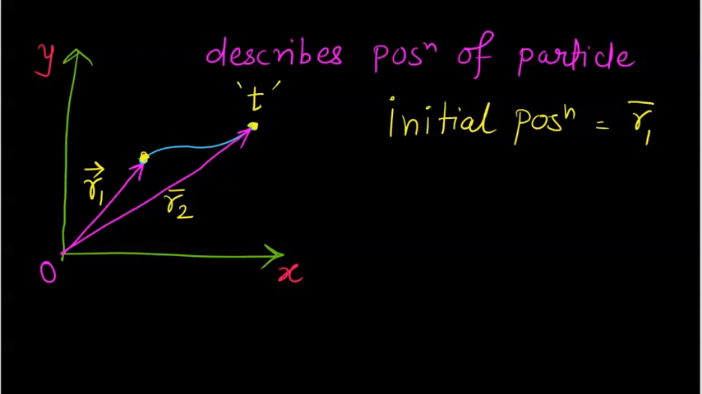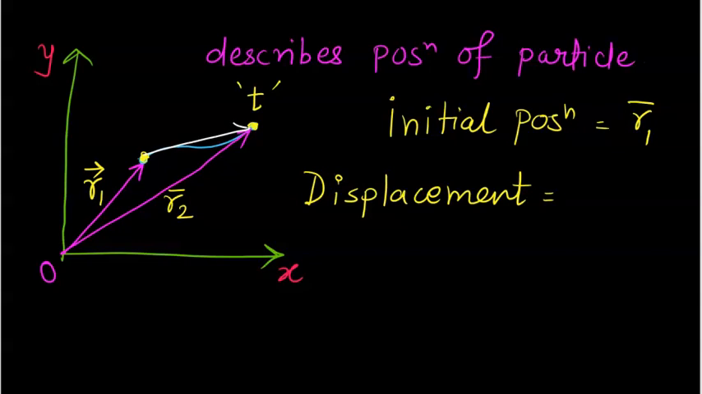So in time t, what will be the displacement? Displacement will be the change in the position. The displacement vector will be this straight line vector, which I will show with the white vector like this. This vector, which starts from this position and ends at this position, is the displacement vector. I am denoting it as S bar. From the triangle law of vector addition, R1 bar plus S bar is equal to R2 bar.